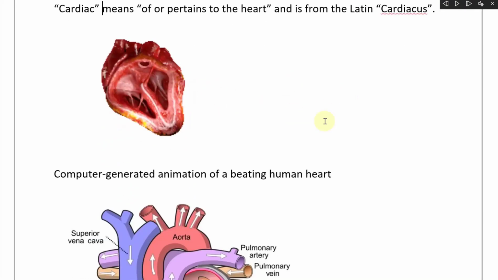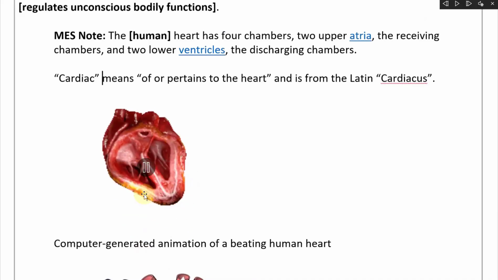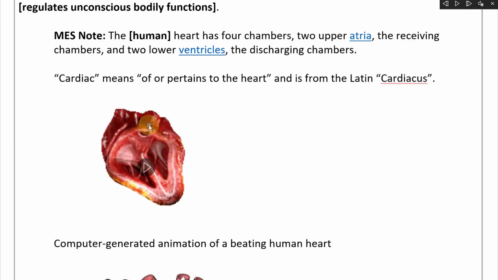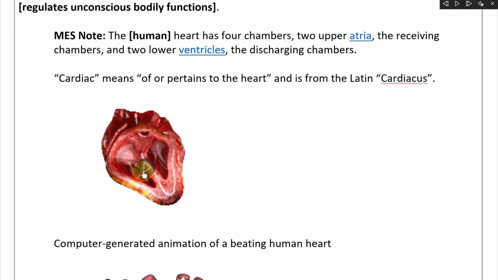So check out the pumping here, the computer-generated animation of a beating human heart. Pretty interesting. Look at the ventricles at the bottom as they contract. As it contracts, it pushes the blood through these holes there. Notice that this closes up when it contracts, and now this opens up as it expands. So it's closed right here, and this is expanding. It's coming in, and then pushes out through this aorta.